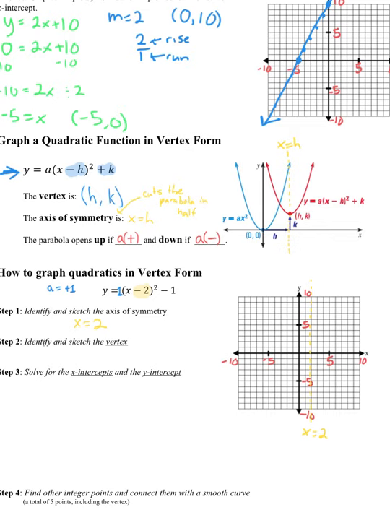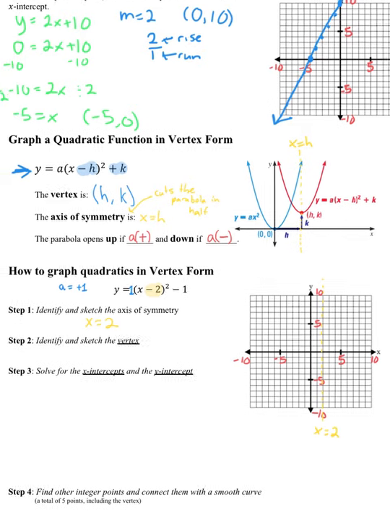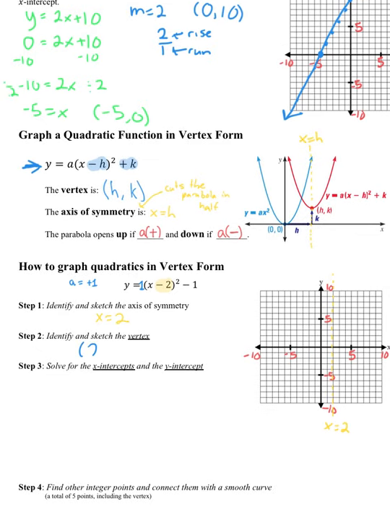Then I'm going to identify and sketch my vertex. 2 is the x value because this should be the same as the axis of symmetry. And then we had a minus 1, so that's the y value. 2 comma negative 1. Perfect. It falls on the axis of symmetry. That's what I like to see.